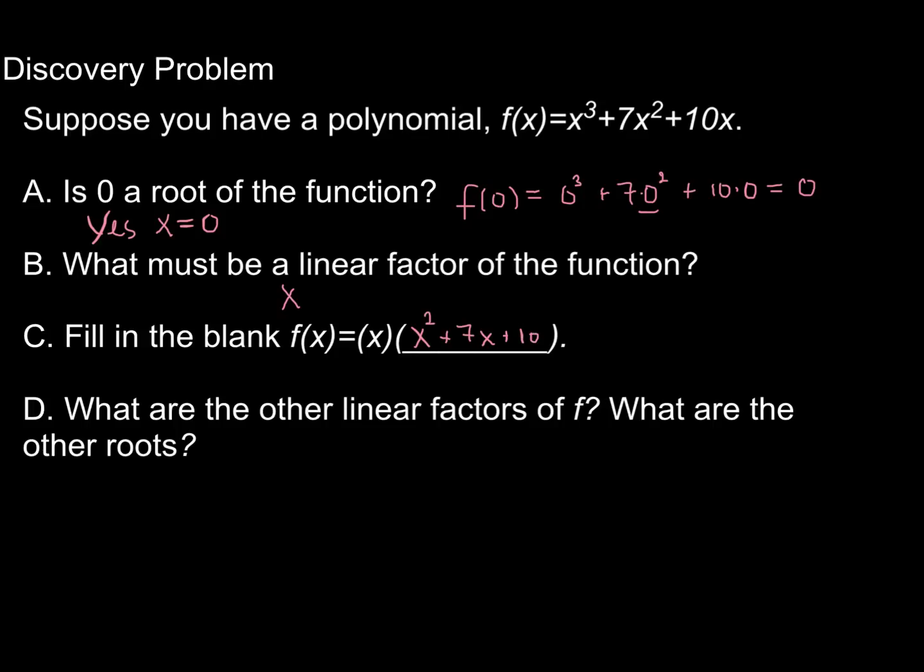So now we notice just by finding one linear factor, I'm actually able to rewrite my function in a slightly more factored form. But notice I still have this x squared plus 7x plus 10. That's not so fun. It's a quadratic, and we like linear factors. So what are the other linear factors of f? Well, they're certainly not going to come from this piece here. This is already a linear factor. But x squared plus 7x plus 10, that's actually factorable. I can think about two things that multiply together to be x squared plus 7x plus 10.